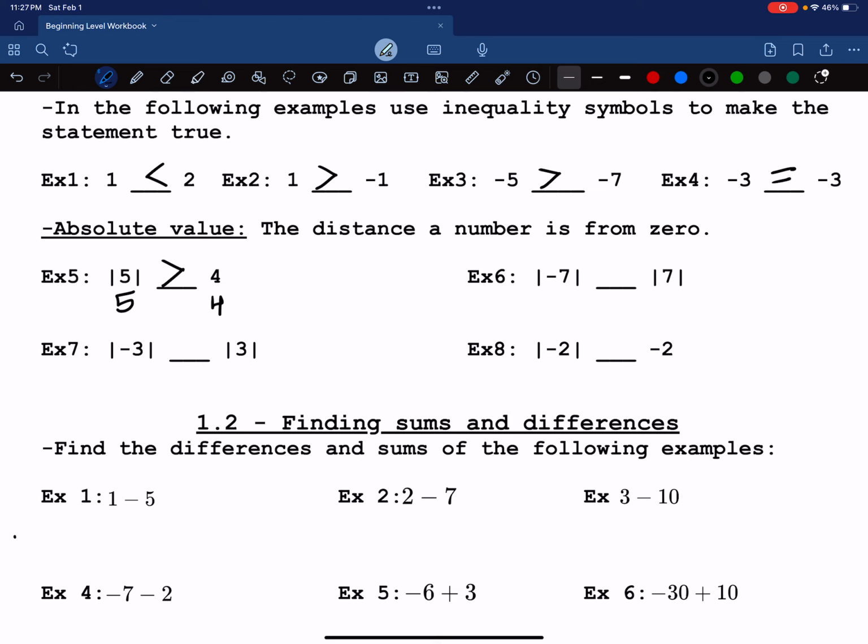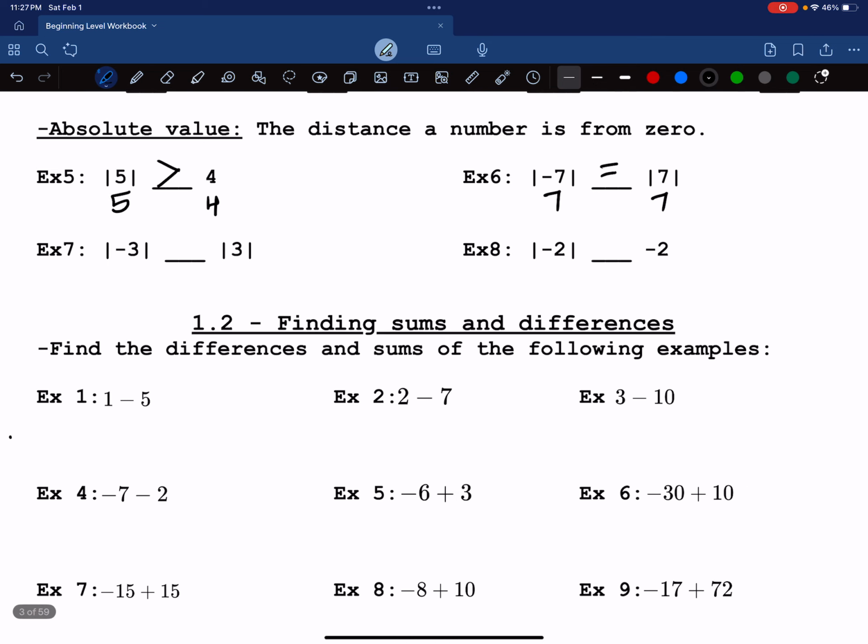In example 6, we have the absolute value of -7 and the absolute value of 7. And the absolute value of -7 is 7, and the absolute value of 7 is also 7. So in this case, both of our values are equal. And then in example 7, we have the absolute value of -3 and the absolute value of 3. And the absolute value of -3 is 3, and the absolute value of 3 is also 3. So in this case, both our values are also equal to each other.